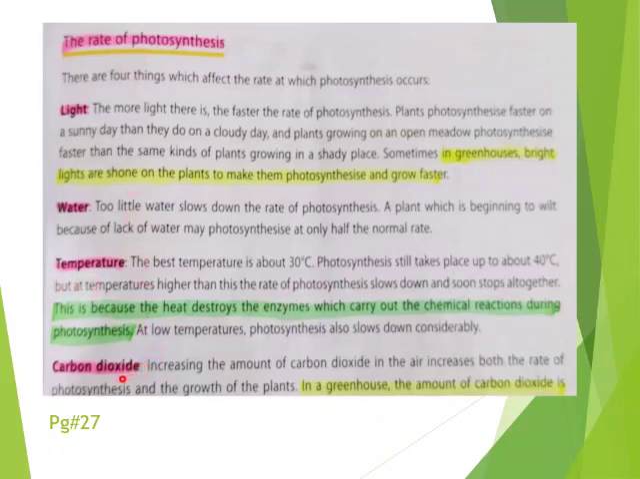Now, the amount of carbon dioxide. An increase in the amount of carbon dioxide increases the rate of photosynthesis and the growth of plants, because you know that during photosynthesis glucose is made and glucose is stored as starch, and this stored food is used in the growth of plants.